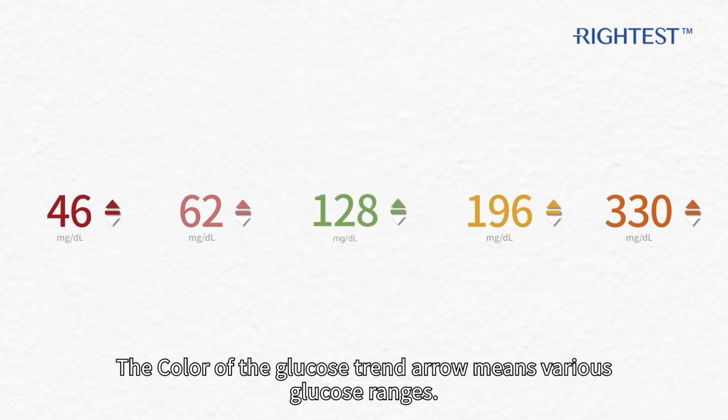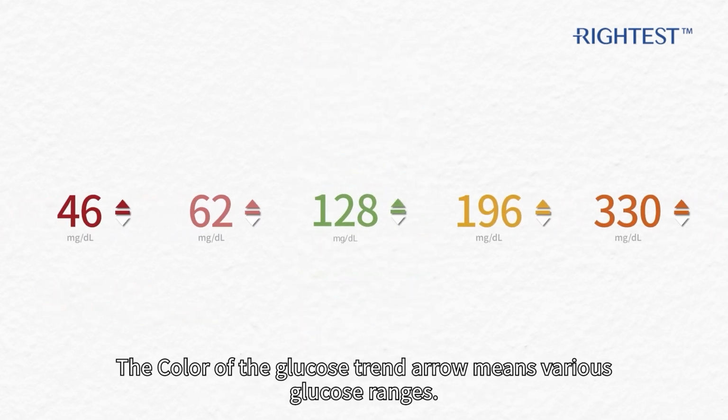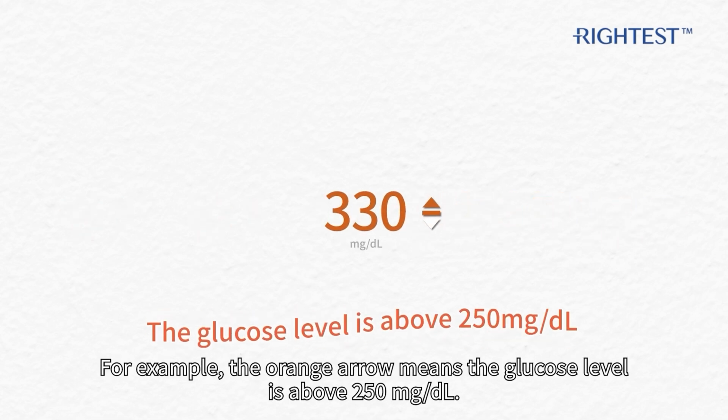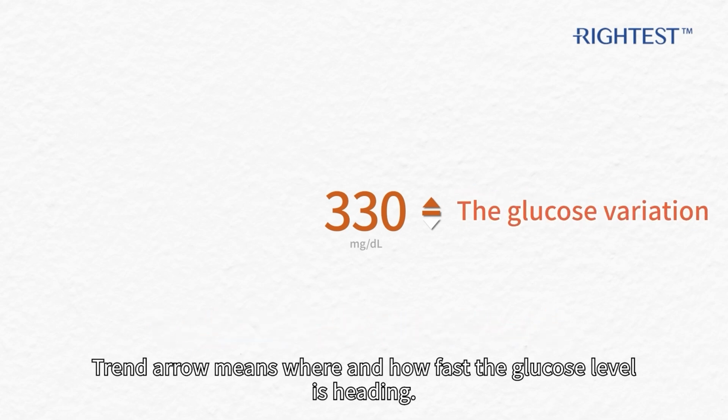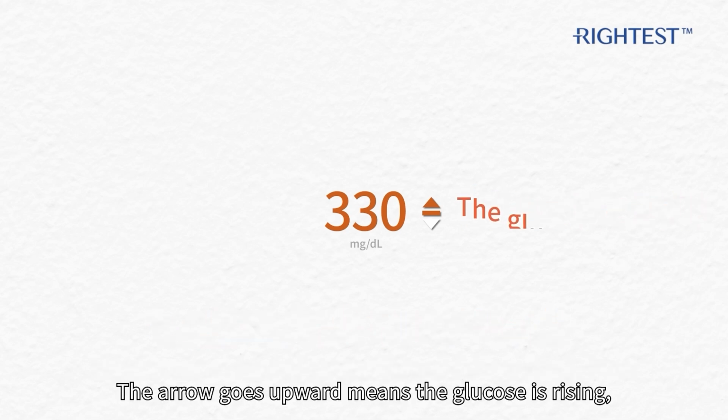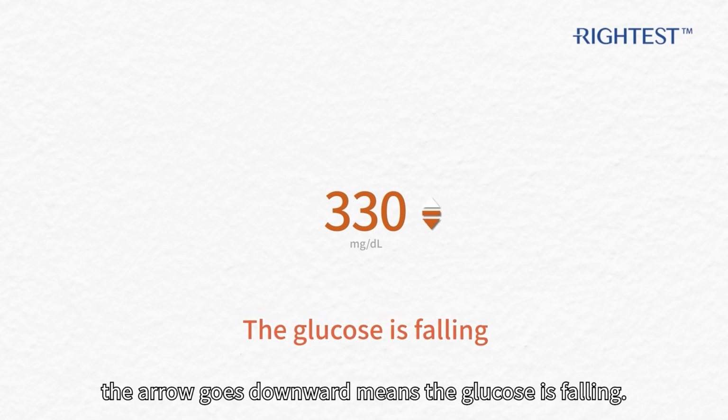The color of the glucose trend arrow means various glucose ranges. For example, the orange arrow means the glucose level is above 250 mg per deciliter. Trend arrow means where and how fast the glucose level is heading. The arrow goes upward means the glucose is rising. The arrow goes downward means the glucose is falling.